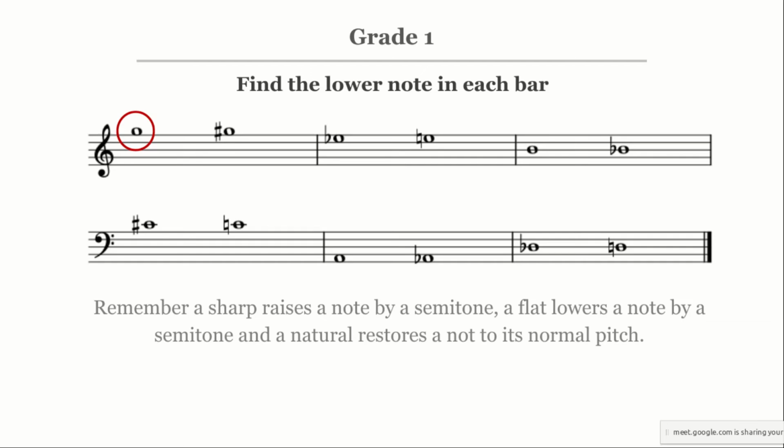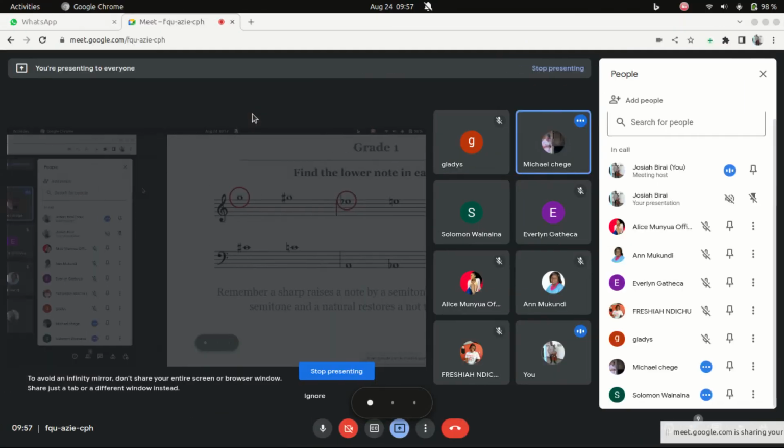So the first one is G natural, and then the second one. It's E flat. The next one. F flat. This is G clef, so Every Good Boy. B flat. B flat, yeah. Yes. B flat. Thank you so much.